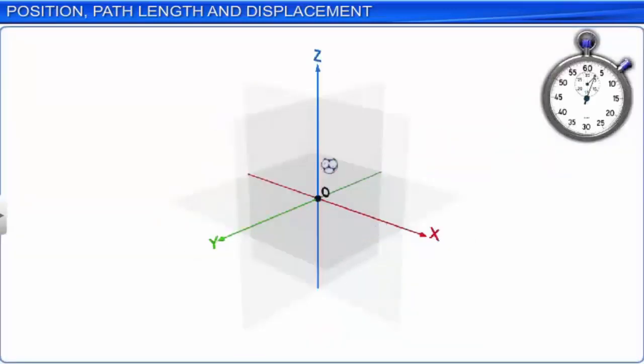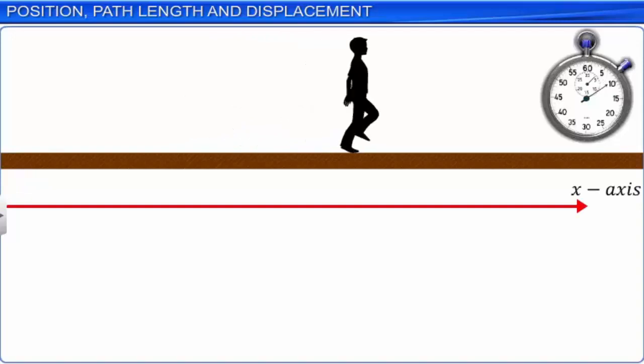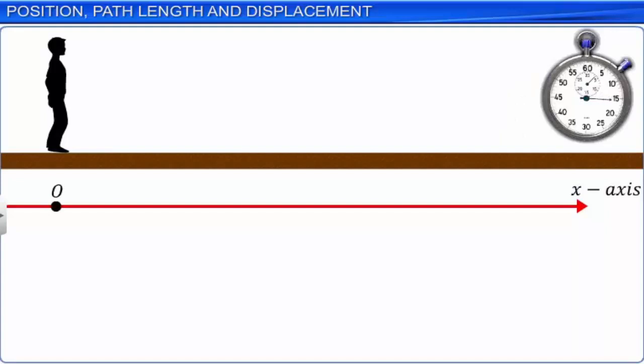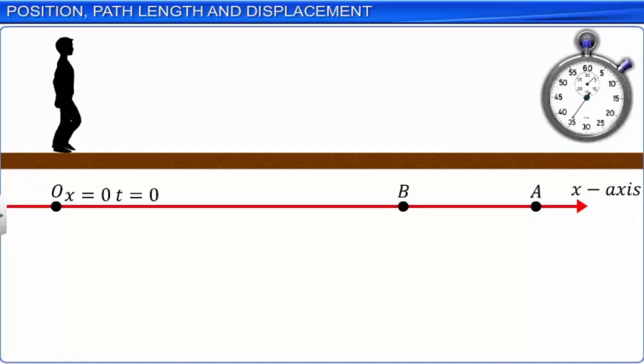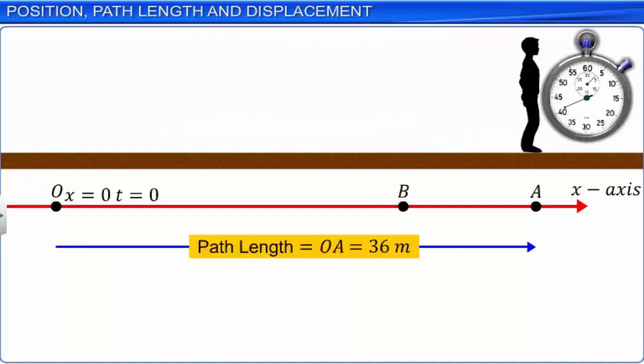Let's consider the example of a man walking along a straight line. Take the x-axis to coincide with the straight line. Fix the origin of the axis at the point from where the man starts walking. This is represented by x equal to 0 when time t is equal to 0. A and B represent the position of the man at different instances of time. In the first instance, the man moves from O to A. The distance moved by him is OA, which is 36 meters. This distance is the path length traversed by the man.